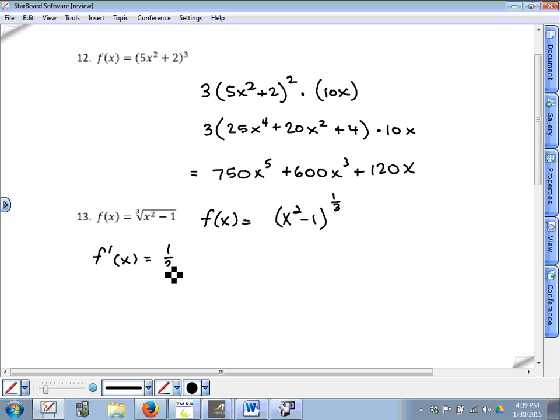We drop down the power and then decrease the power by 1. And then we take the derivative of the inside function, which is 2x.